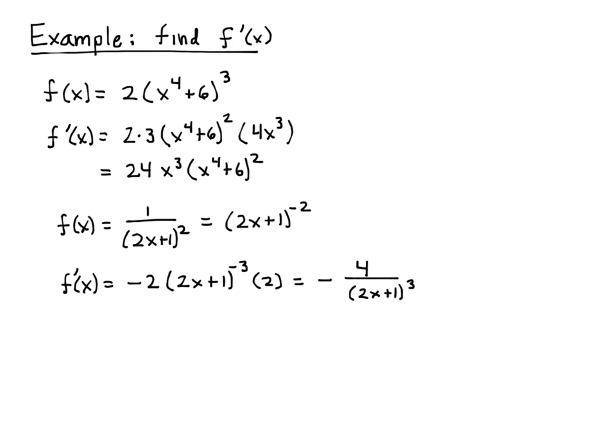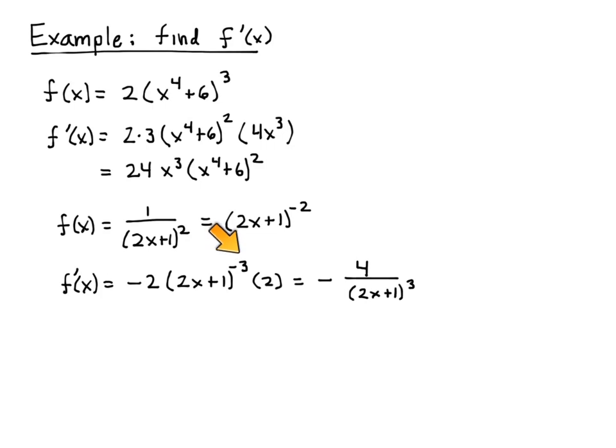And then we'll multiply it by the derivative of 2x plus 1. Okay, so you see how I did that. I took the negative 2 as the coefficient. You subtract 1 from the negative 2 to get negative 3.